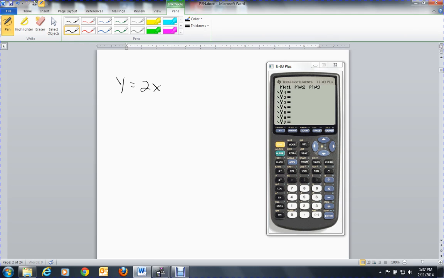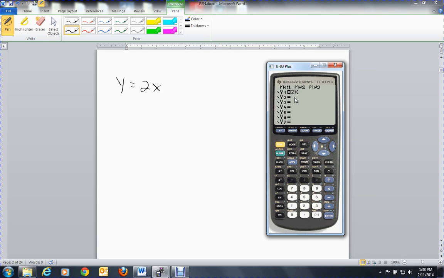Y equals 2x. Now, let's suppose that you're at a plain screen and you want to graph y equals 2x. So we want to click the y equals. We want to click the 2, and then beside the alpha key, which may be green on your calculator, it may be a different color depending on which one you're using, you'll see a button that has an X on it. That's the X we want to use.